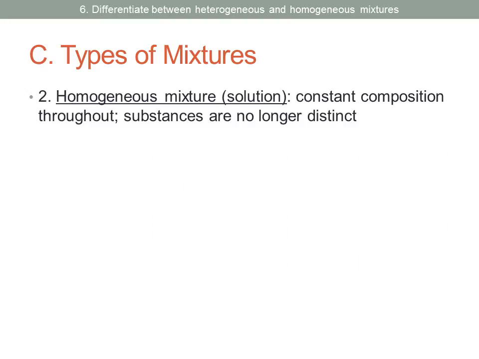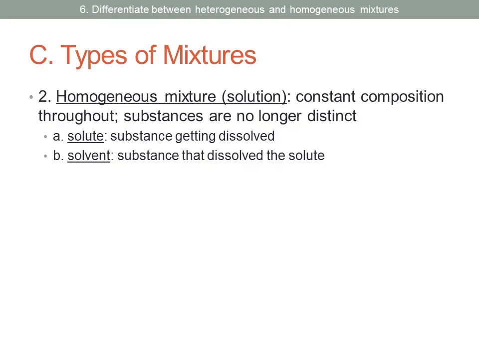A homogeneous mixture, which is also called a solution, they're one and the same, has constant composition throughout, and the substances are no longer distinct, even though the mixture is composed of more than one substance, and even though those substances remain the identities that they are. You can't tell the difference between them looking at the mixture or even tasting it or smelling it. Every solution would contain at least one solute, which is the substance getting dissolved. And then every solution has a solvent. That is the substance that does the dissolving, or that dissolved the solute.